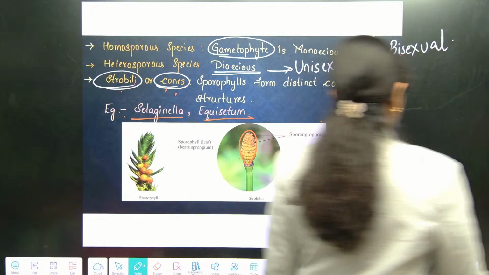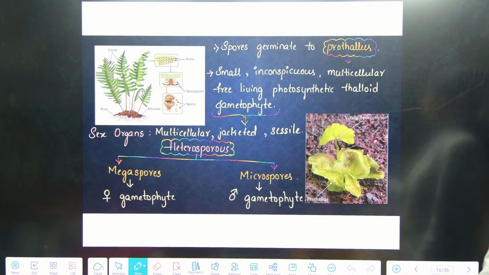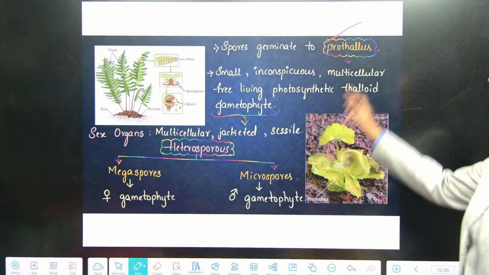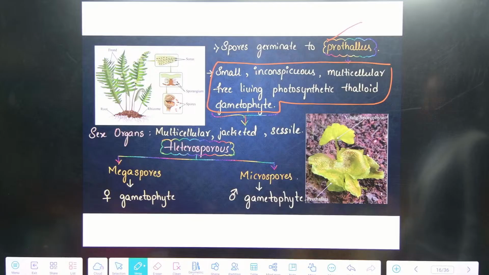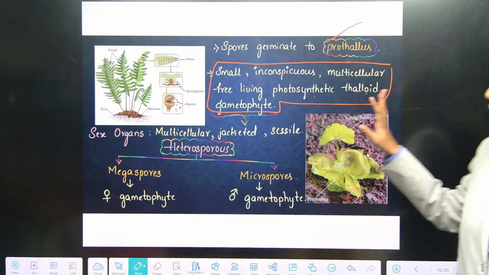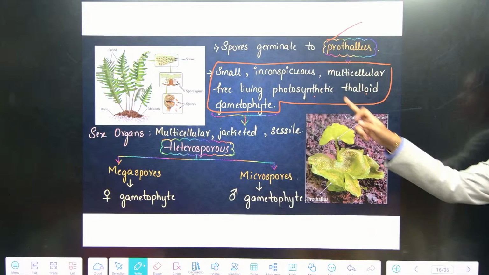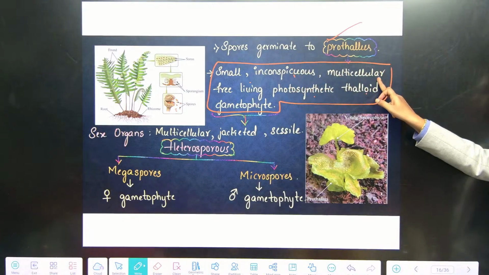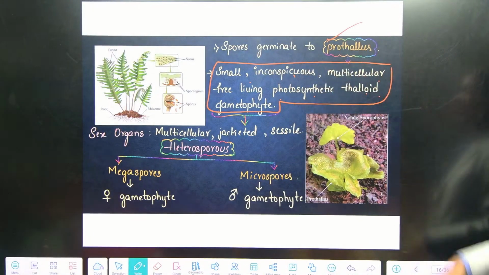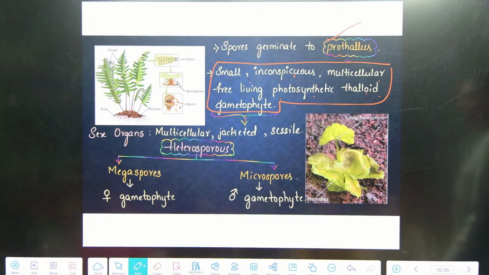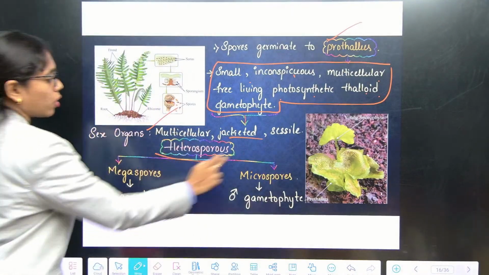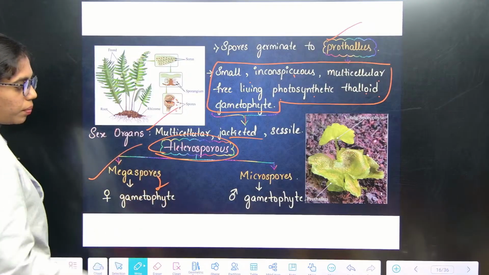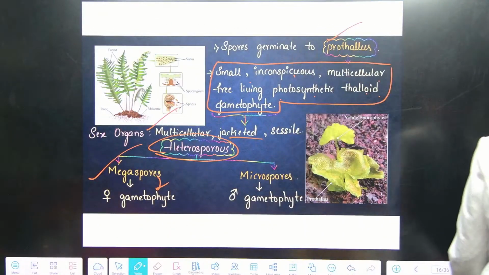Clear till here? Next. So spores landing onto the substratum develop into prothallus. How do you describe prothallus? Small, inconspicuous, multicellular, free-living, photosynthetic, thalloid gametophyte. Sex organs are multicellular, jacketed, sessile sex organs. Heterospores means megaspores develop into female, microspores develop into male gametophyte.